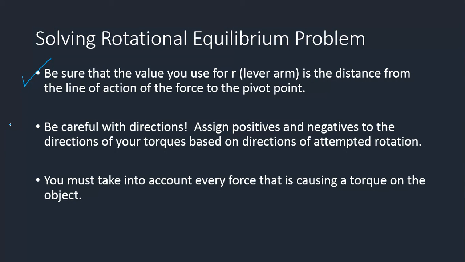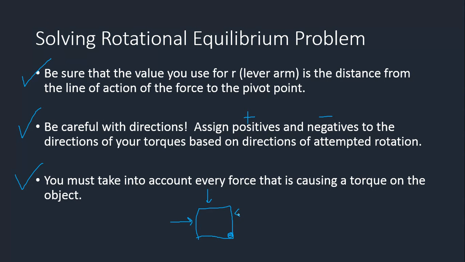Be careful with directions. Assign positives and negatives to the direction of the torque based on the direction of attempted rotation. Do not assume all torques are positive or all torques are negative. You really have to take a moment and think about what direction this force is attempting to spin the object. And you also have to take into account every force that is causing a torque on the object. You can't just choose to ignore one. If there are 8 forces causing torque on the object, you have to add up all 8. It's not only limited to 2 or 3.